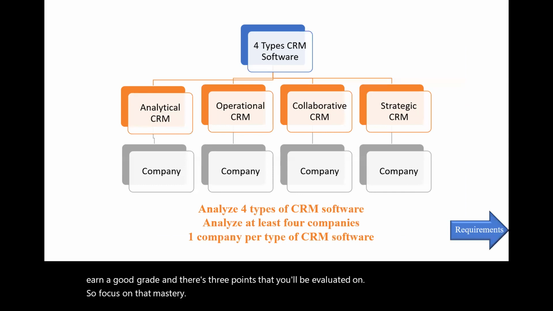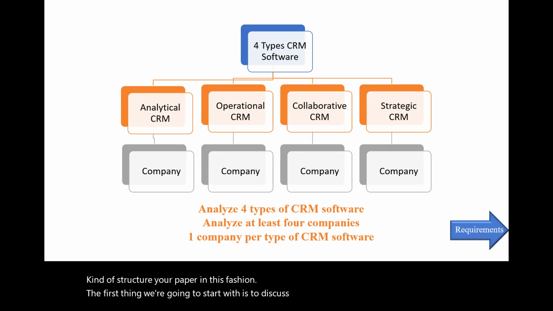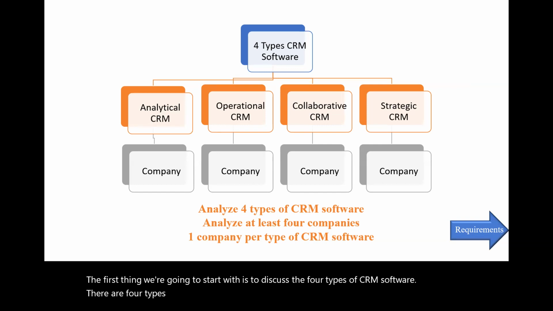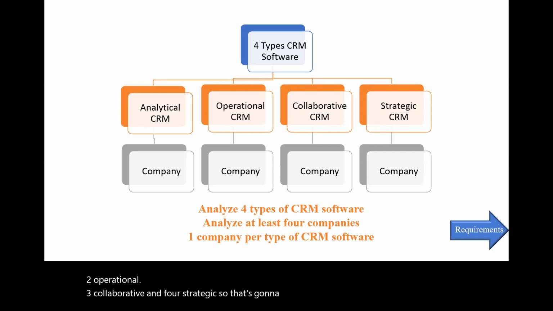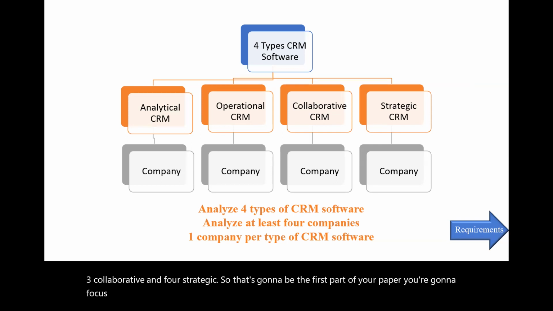Okay, now think of an organization chart. Kind of structure your paper in this fashion. The first thing we're going to start with is to discuss the 4 types of CRM software. There are 4 types. 1, analytical. 2, operational. 3, collaborative. And 4, strategic. So that's going to be the first part of your paper. You're going to focus on those 4 parts.